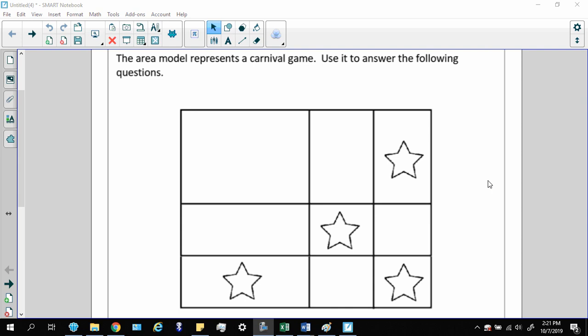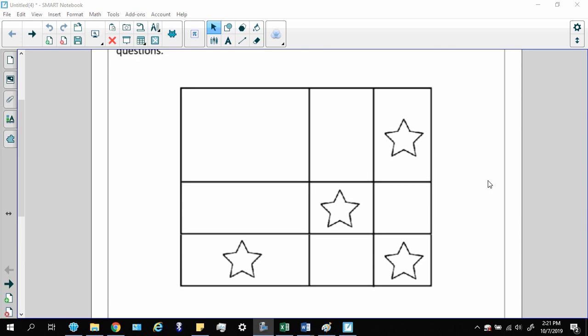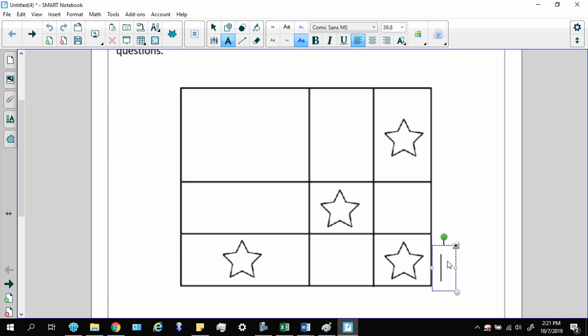The area model represents a carnival game. So first thing I've got to do is put some numbers on here. I always like going with a height of 2. But remember, guys, this can't have a height of 2 because look how tall these two rows are, and this one right here is a lot bigger. It's got to be a 4.